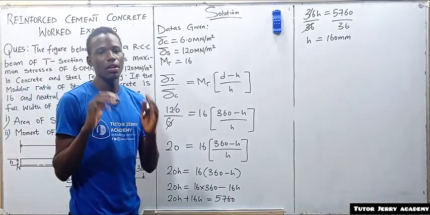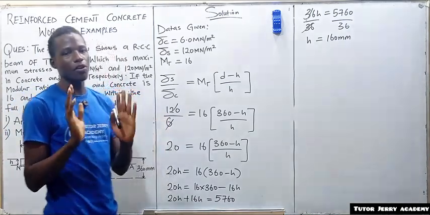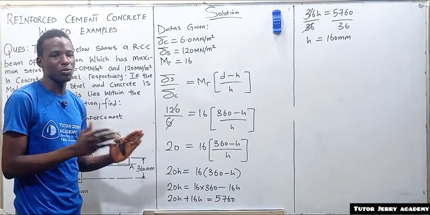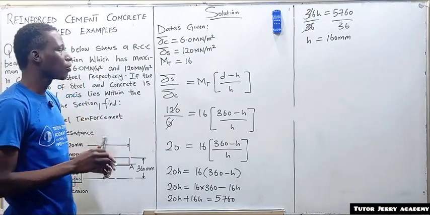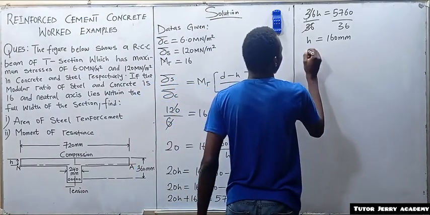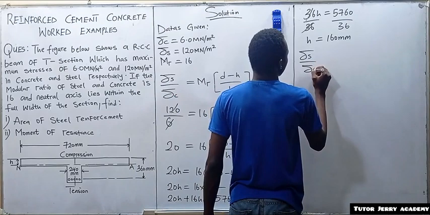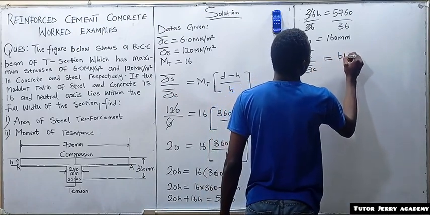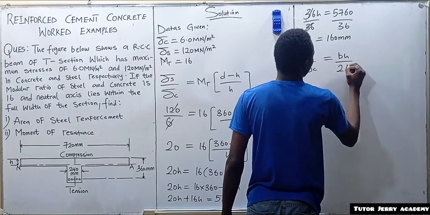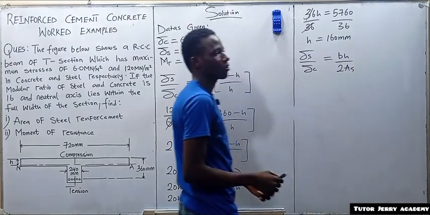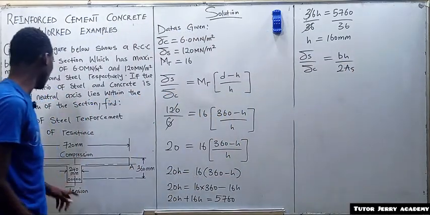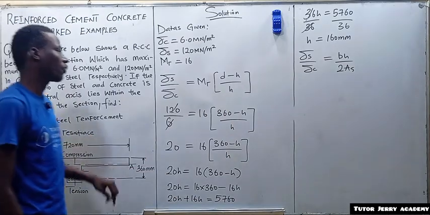All over 2AS, A suffix S. That's the formula for area of steel which we are going to be using. All right, so we have sigma S all over sigma C equals BH all over 2AS. We are asked to find the area of steel reinforcement.